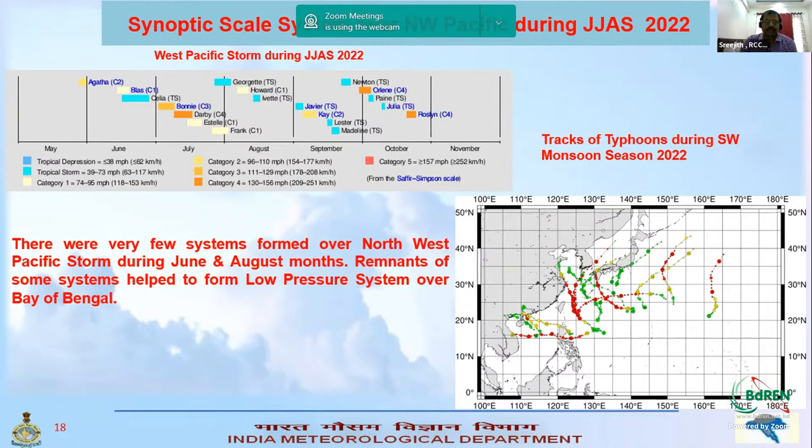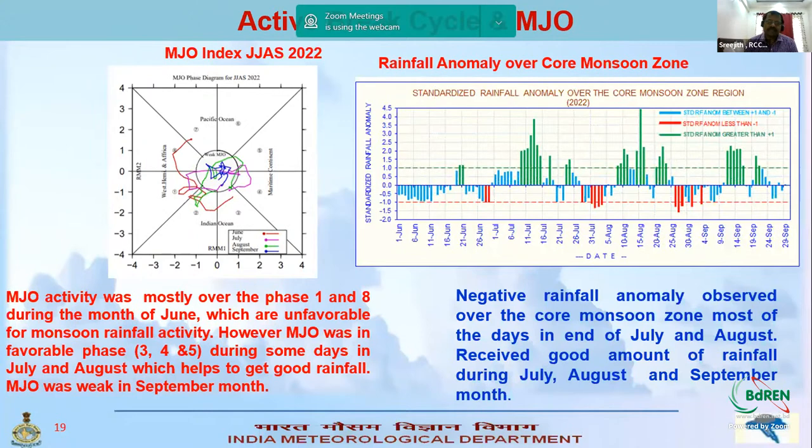And now for the intra-seasonal variation, we can look at the MJO index over the tropics during the monsoon season. The left panel is the phase diagram of the same. We can see that the MJO was mostly in phases 1 and 8 during the month of June. It is very unfavorable for monsoon rainfall activity. However, the MJO was favorable in phases 3, 4, and 5 on some days in July and August, which helped to get very good rainfall.